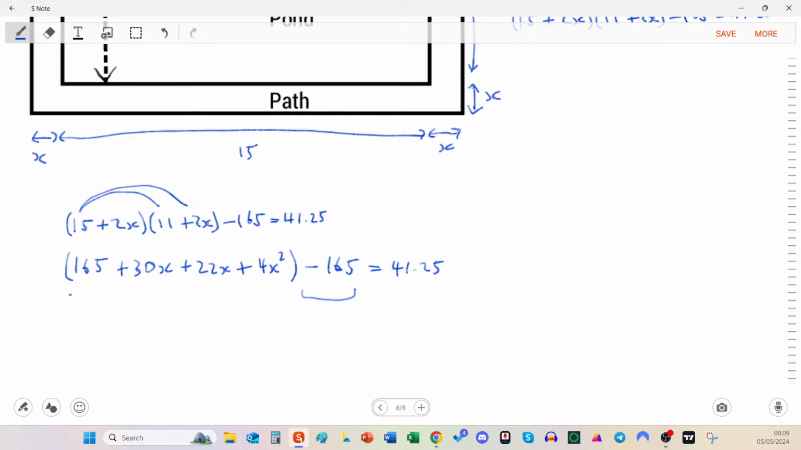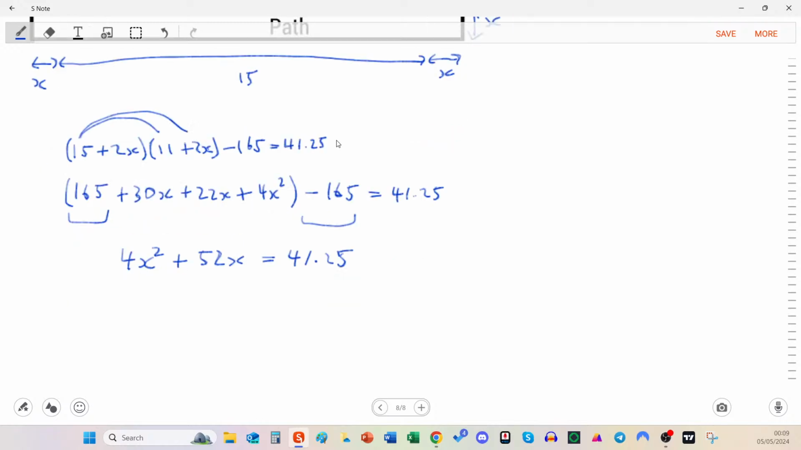The 165 and the 165 look like they're going to cancel because they're all addition and subtraction now, so we don't really need the brackets. So we've got, let's put the highest one first, 4x squared plus 52x equals 41.25. And remember, this definitely is a quadratic, right? So you can see that this is a quadratic by the squared. And to solve a quadratic, do we remember that we're going to put it equal to 0? So everything needs to be on the same side.